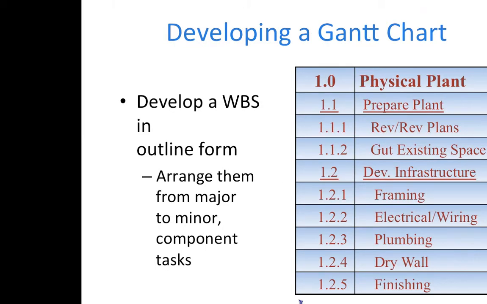This table shows how the WBS looks in outline form. The major jobs are composed of more minor tasks. 1.0 physical plant is the major job of a project. Shown here are 2 similar, smaller components, 1.1, which is prepare the plant, and 1.2, develop the infrastructure. Each of these, in turn, are composed of still smaller tasks. The smallest tasks are the actual activities of the project.